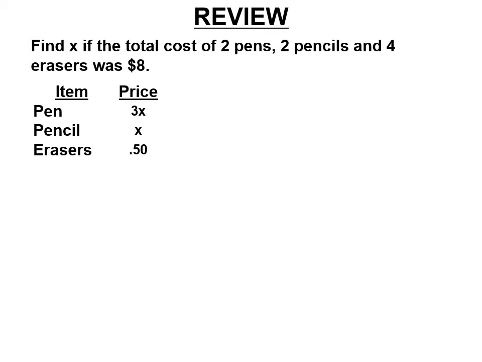All right, you're going to be asked to write an equation for this. Find x if the total cost of 2 pens, 2 pencils, and 4 erasers. So 2 pens, 2 times 3x. 2 pencils, that's just 2x, because they're each x. And so x is the cost of the pencils. And 4 erasers, erasers are 50 cents. All right, and that all adds up to $8.